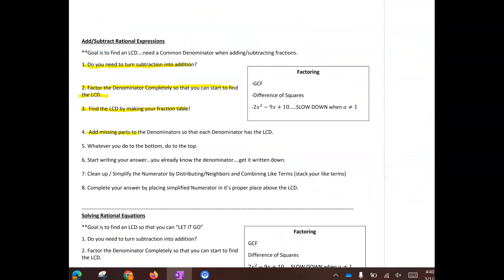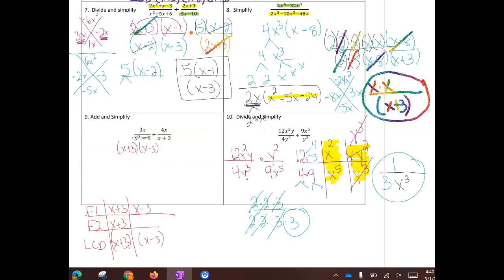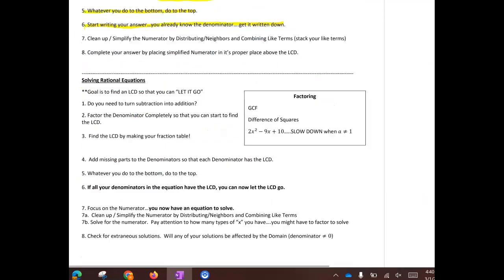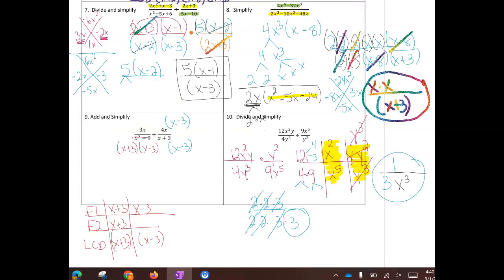So going to my takeaways page. Now I'm going to add my missing parts to the denominator so that each denominator has the LCD, and then whatever you do to the bottom, we're about to do to the top. So the bottom, the first one doesn't need anything. The next one needs an x minus 3, and I'll also give it to the top. Now I can start writing my answer. I already know my least common denominator. So here starts my answer of x plus 3, x minus 3.